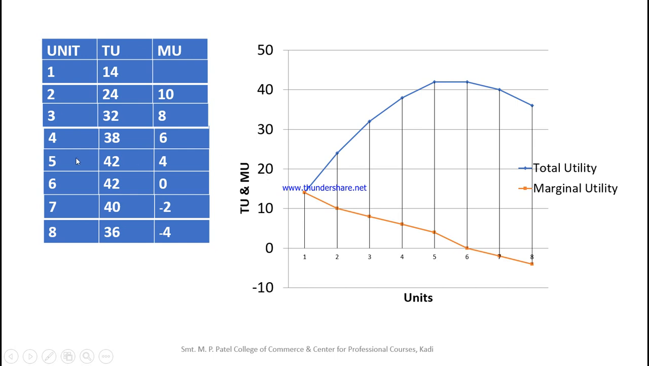At the fifth unit, the person gets the maximum satisfaction from that commodity, 42. The commodity is his choice, his preference or taste, so he consumes a sixth unit, but the person will not get extra satisfaction from that unit, so total utility remains 42 and marginal utility is 0. If he still continues with the consumption of that commodity, the total utility diminishes. It means the person feels dissatisfaction, and here marginal utility is negative.